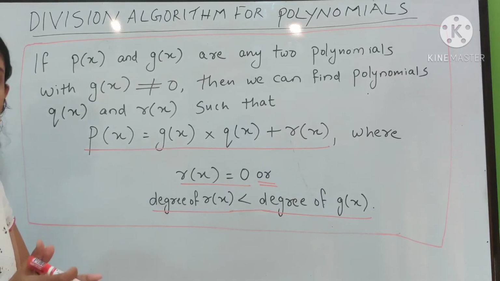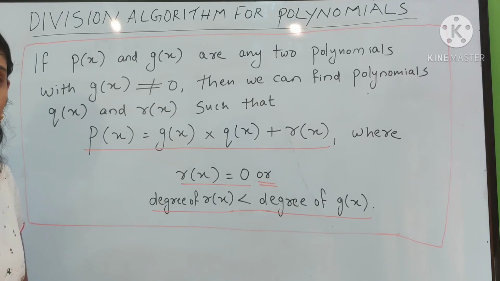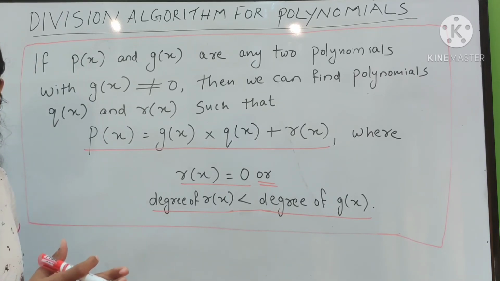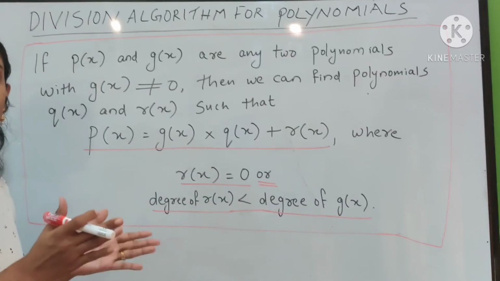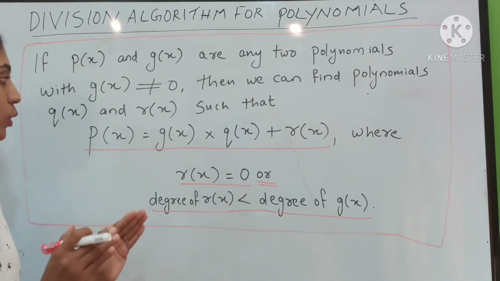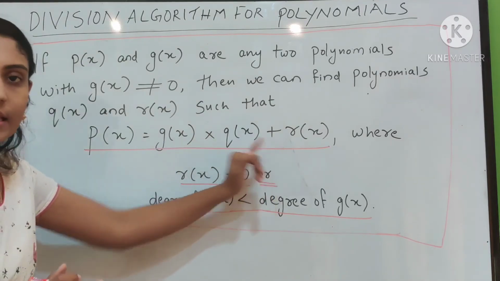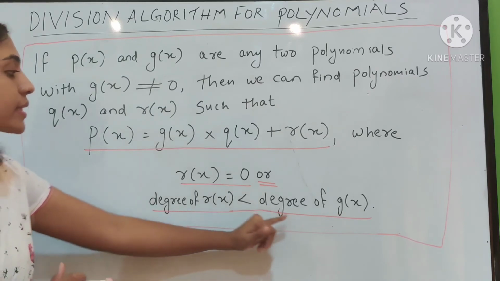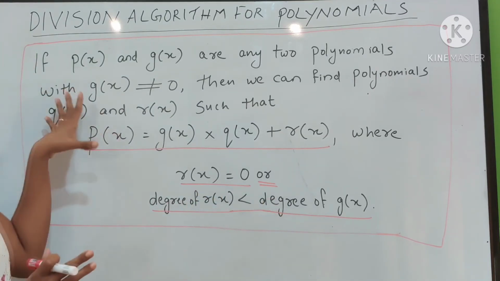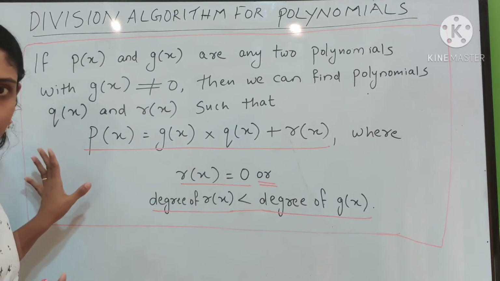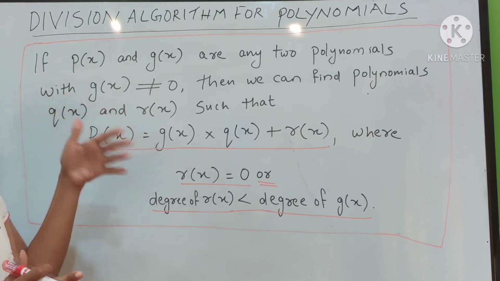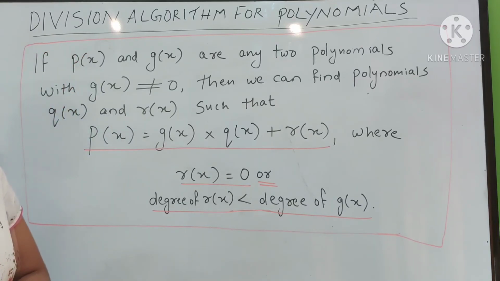Once again, if p of x and g of x are any two polynomials with g of x not equal to 0, then we can find polynomials q of x and r of x such that p of x is equal to g of x into q of x plus r of x, where r of x is equal to 0 or degree of r of x is less than degree of g of x. This is very important. This result is called the division algorithm for polynomials. Just write this in your notebook. And this division algorithm for polynomials is similar to Euclid's division algorithm.